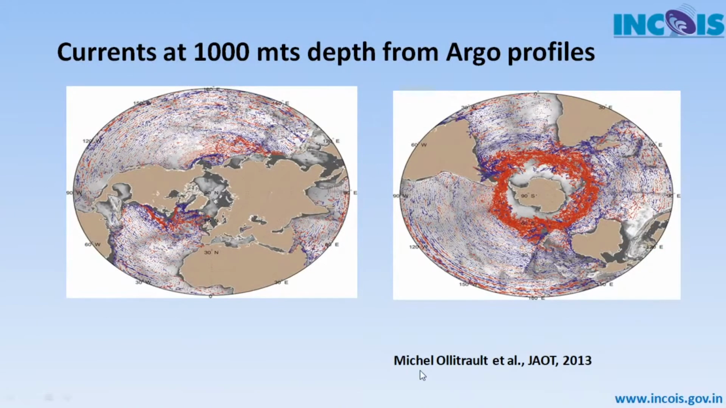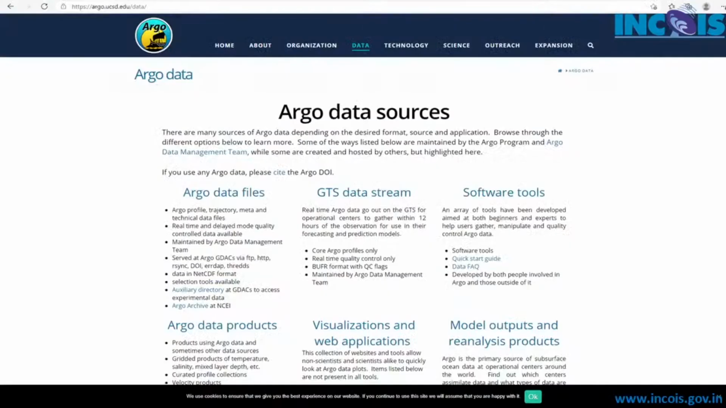And there is one group in Coriolis, France, who have come up with currents based on this Argo data. The parking depths and the surface information have all been used, and then the currents are derived at 1000 meters. This paper is published in JAOT. Michel Ollitrault is the main author for this paper. So this current data is also available for people to use for scientific analysis. You can go to the Coriolis website and download the information for this climatology and also the corresponding paper.